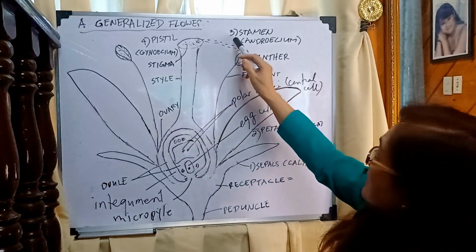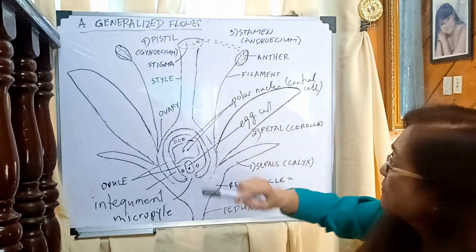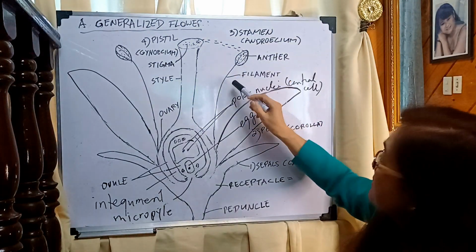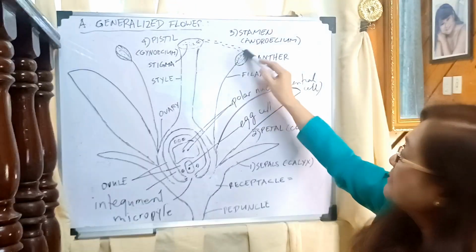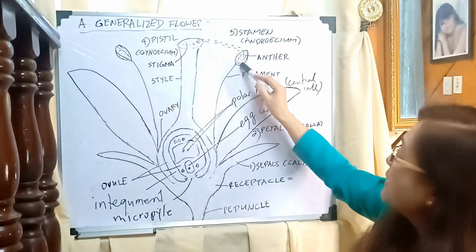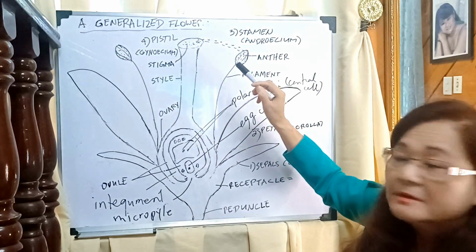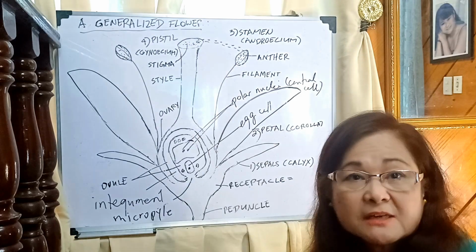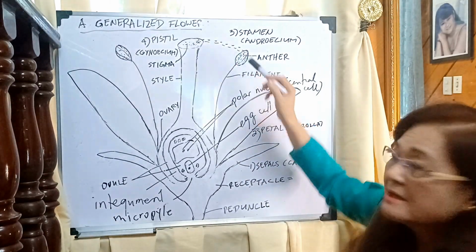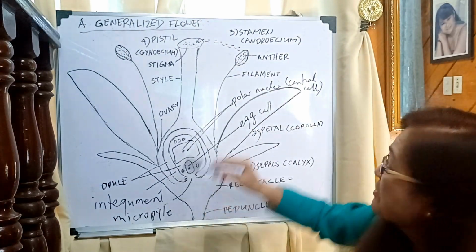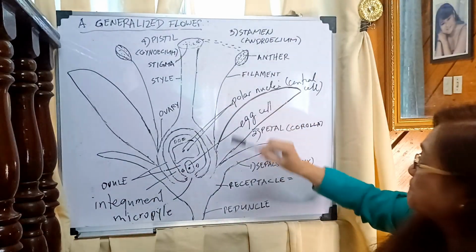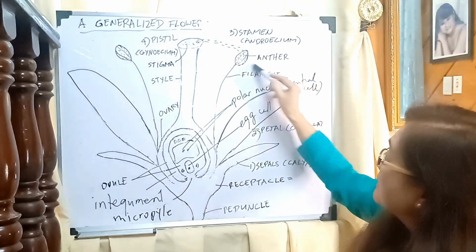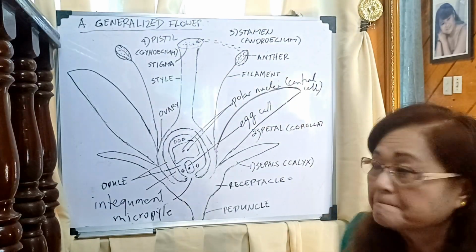The third whorl is the stamen. Each stamen consists of an anther and a filament. The anther is the expanded top. This is where pollen grains develop, and in each pollen grain are the sperm cells. The sperm cells are the male reproductive cells, so they are found in the anther. The anther is held or supported by a thin stalk we call the filament.